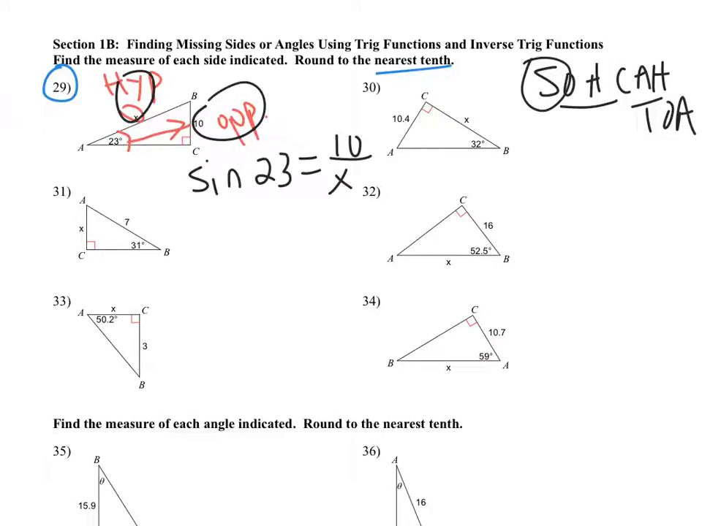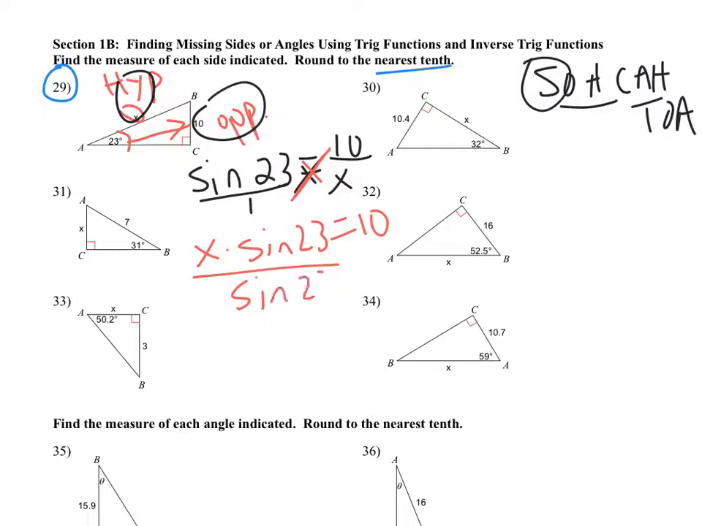And now we want to always think of proportions when we're dealing with these. So we're going to put this over 1, and we solve a proportion by cross multiplying. So I'm going to cross multiply here, and I'm going to do x times sine 23 equals 10 times 1, or 10. Now, if I'm going to solve for x, I'm going to divide by that sine 23. And remember, that's just going to be something that's stored in our calculator.